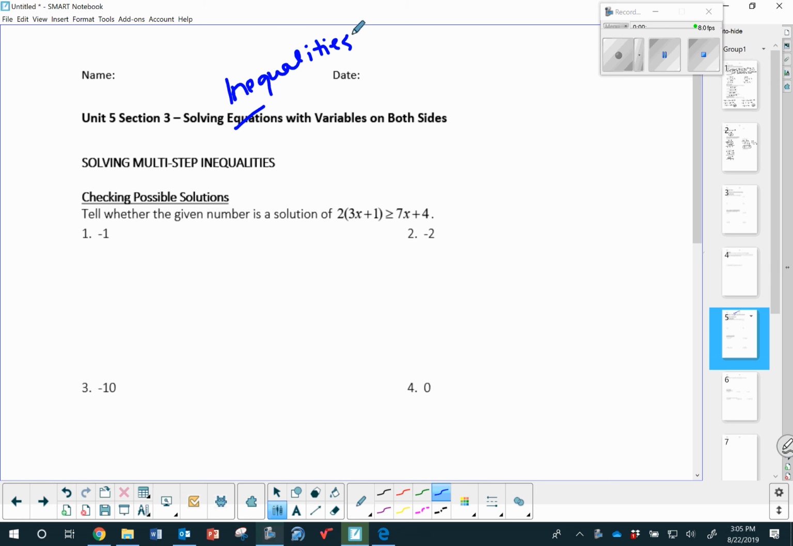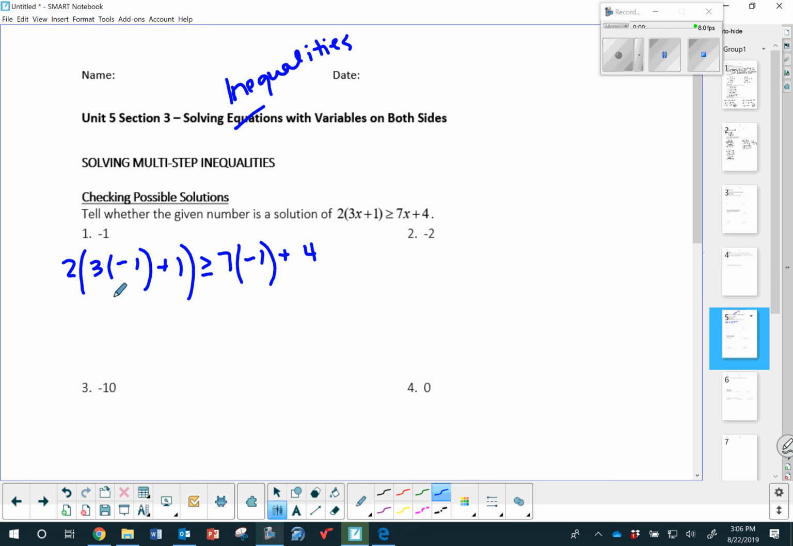All right, so in the first part, we're just going to tell whether the given number is a solution. And so we have that inequality there. So we're going to substitute -1 wherever I see an x. So 2 times (3 times -1 plus 1) is greater than or equal to 7 times -1 plus 4.